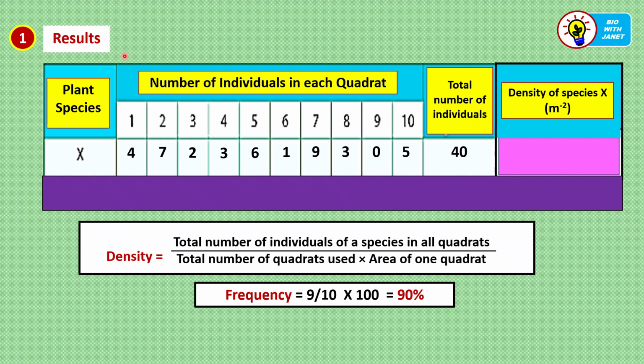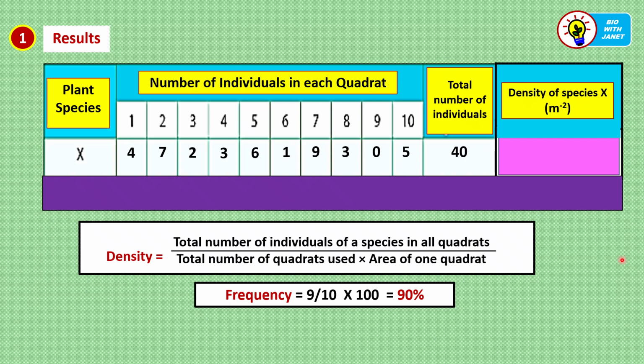So here's the table with the tabulation of results. Plant species X, number of individuals in each quadrat. For example, quadrat 1, there are 4 individuals. Quadrat 2, there are 7 individuals of species X, and so forth. So normally, we will have to total up the number of individuals, right? So 4 plus 7 plus 2 plus 3, and so forth, you get 40 individuals. Now, you're asked to find the density of species X in per meter squared. So try and answer this question first. Write down your working, show your working, and then give the answer in this column here.